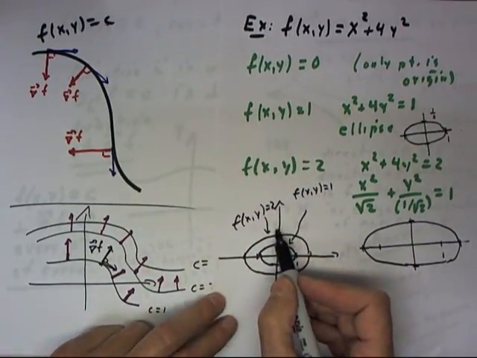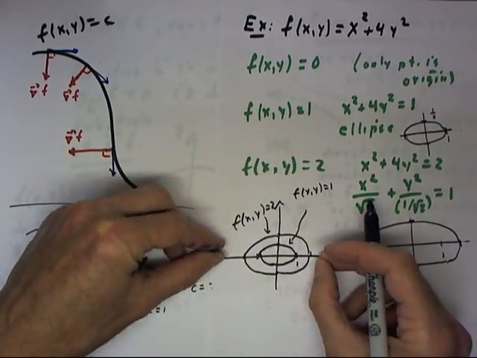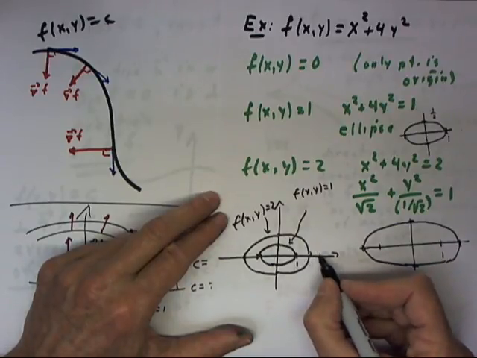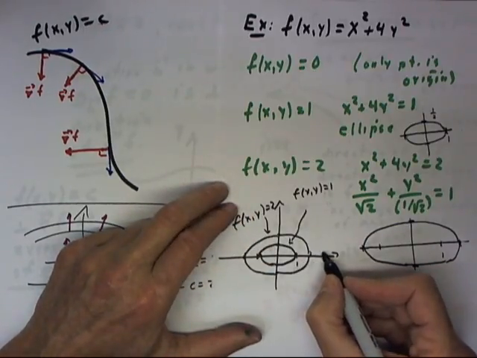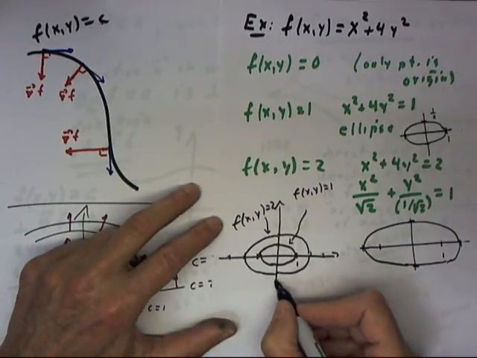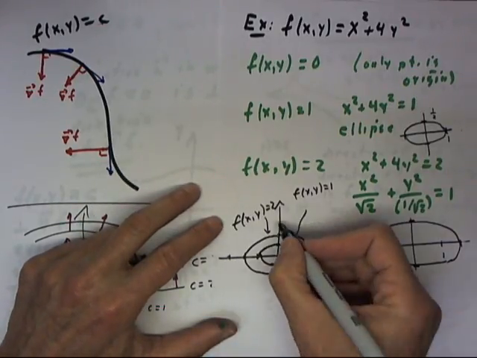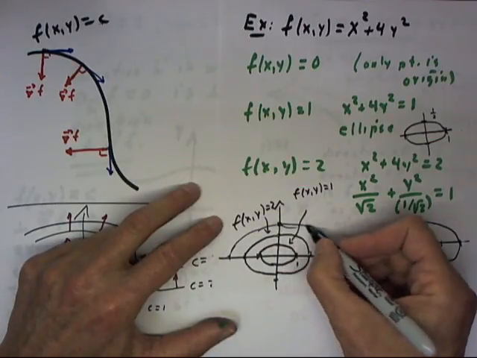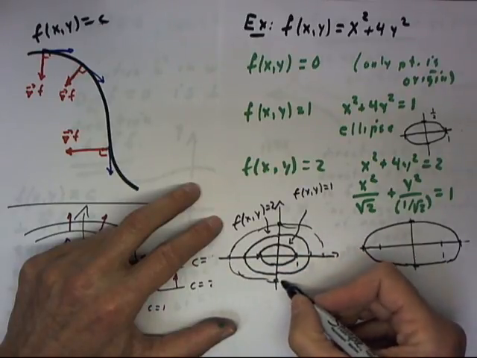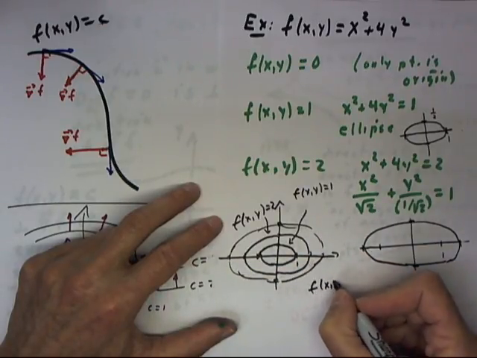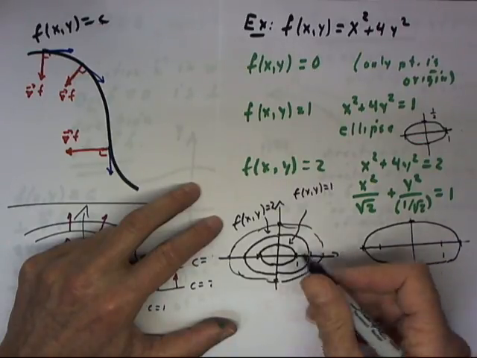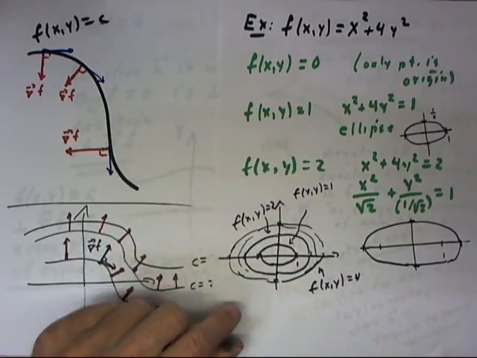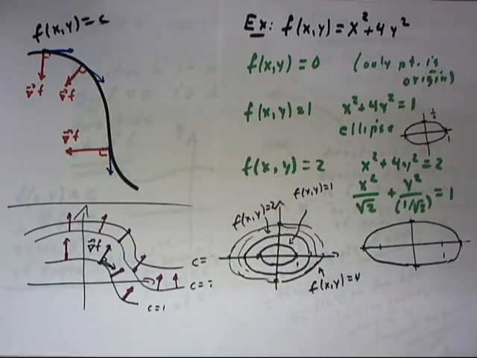Now, f of x, y equals 3 will be a slightly bigger ellipse. f of x, y equals 4, and we can actually sketch at least part of that one. If we come out 2 units, we're going to end up about here and about here, and I don't have a lot to be proud of with my scale here, but this would be our f of x, y equals 4 curve. And the f of x, y equals 3 curve is going to lie in between here. So we see a series of level curves.